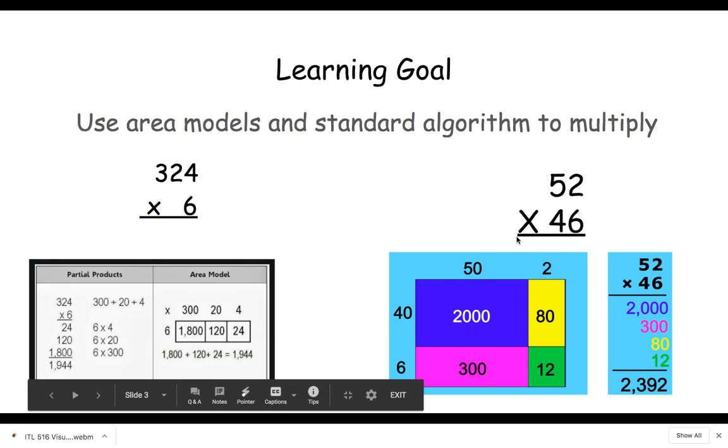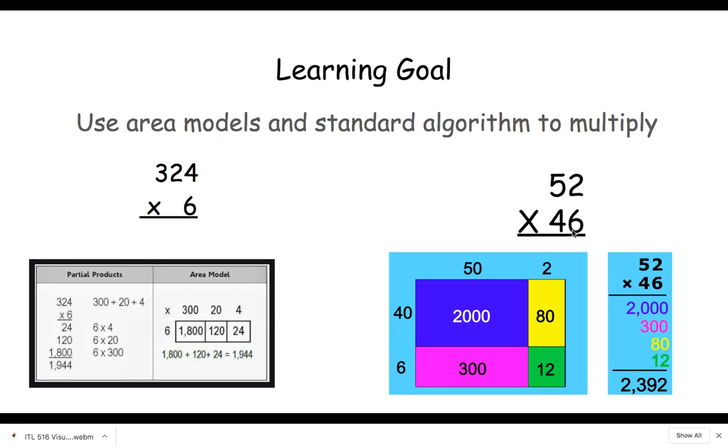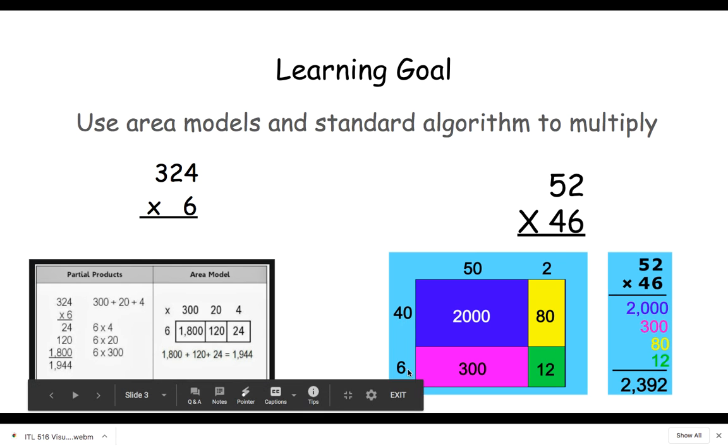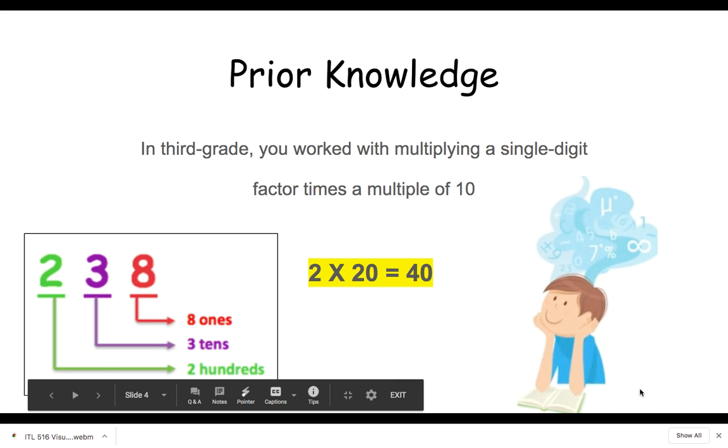And the other type will be a 2-digit by a 2-digit. The area model changes a little bit since we have 2 digits. Now we're going to have 2 by 2. And this is the standard algorithm with partial products.